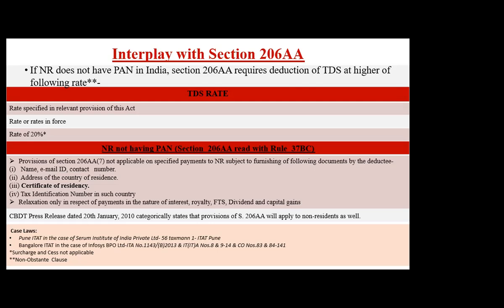So in case you have all these papers and documents available with you, then in that case, for the 5 categories, FTS, royalty, dividend, interest, and capital gain, section 206AA will not apply.